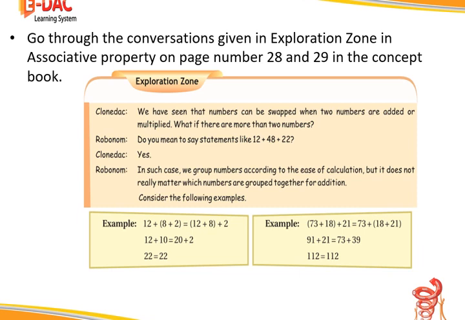So again, we will see the example here, that is 12 plus 8 plus 2 is equal to 22. And then we have another example. So on one side we have (12 plus 8) plus 2, and on the other hand we have 12 plus (8 plus 2), wherein we will first add 12 plus 8 in the first expression and 8 plus 2 in the second expression. So 20 plus 2 is equal to 22, and 12 plus 10 is equal to 22. Okay, so it will not change the result.